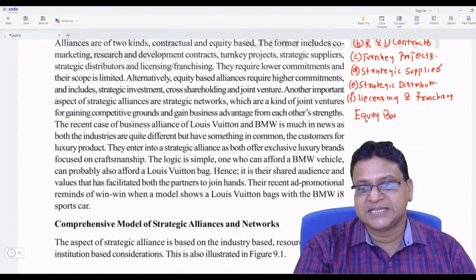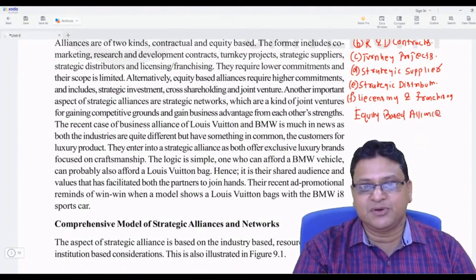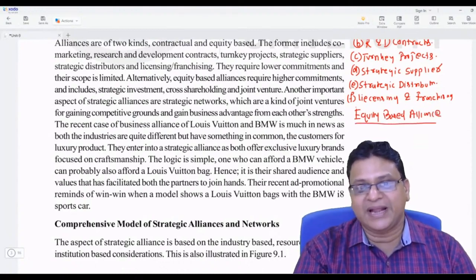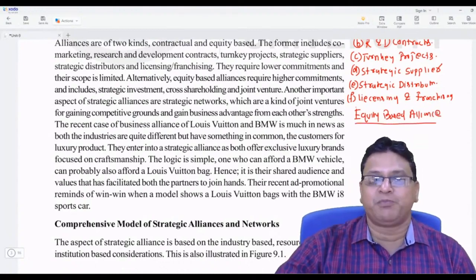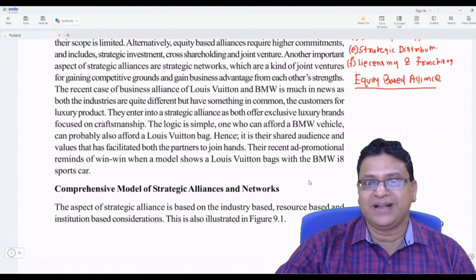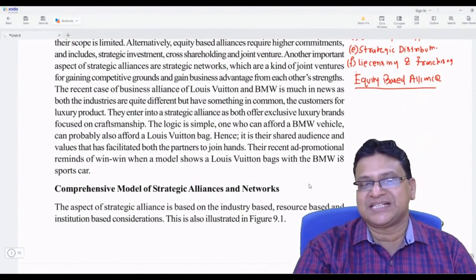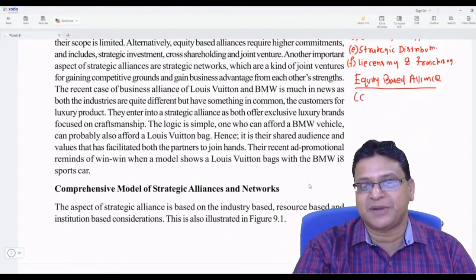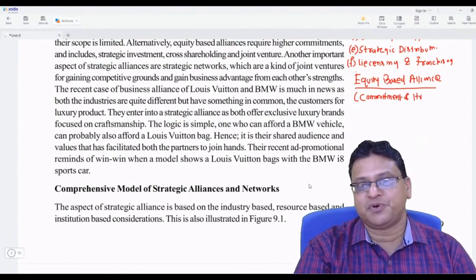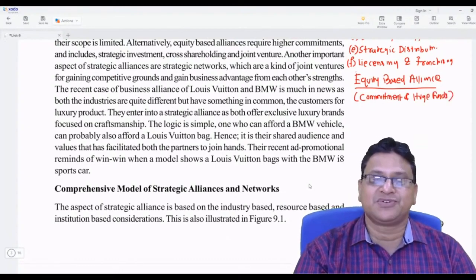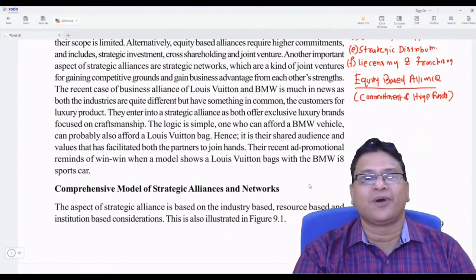Equity based alliance. What is equity based alliance? This equity based alliance requires huge commitments of funds. So it requires investment, huge investment or commitment of huge funds. The person who forms the alliance also invests along with the local partner.